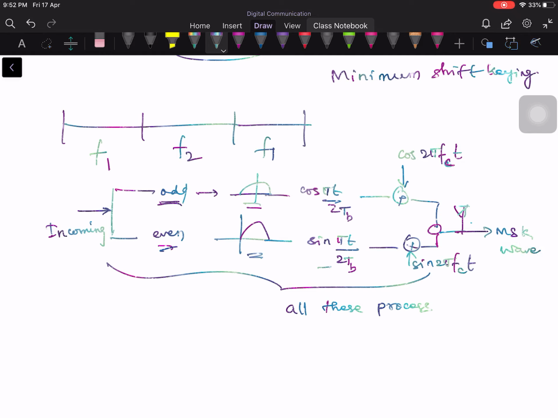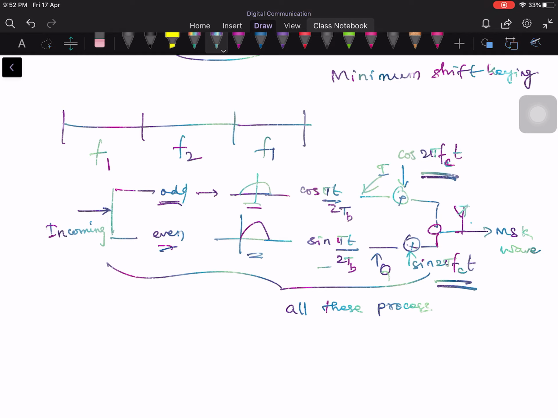This is how we have been viewing MSK waveform generation so far, and offset QPSK waveform generation. These are the I streams and these are the Q streams. The I stream is shaped by the cosine pulse and the Q stream by the sine pulse. Then we introduce the carriers, cos 2πfct and sin 2πfct, and add them. This is how the offset QPSK or MSK waveform is generated.